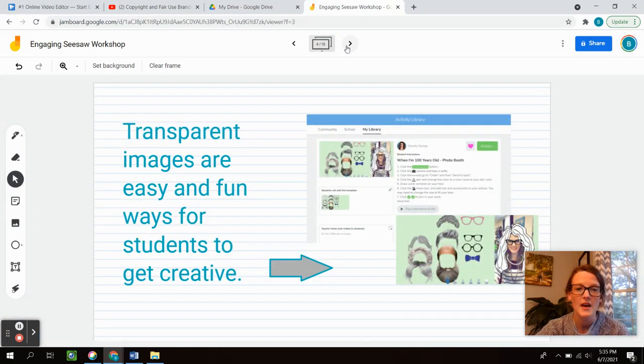Some of the cool things that we're going to learn about doing and creating are using things like transparent images. It's a really easy way for students to get engaged and get creative with what they're doing. In this activity, it was our 100th day of school, and so we had a When I'm 100 photo book picture. The students took a selfie, much like I did down here, and then they used the different tools to guess what they would look like at 100 years old.